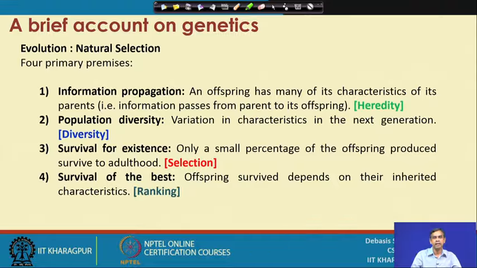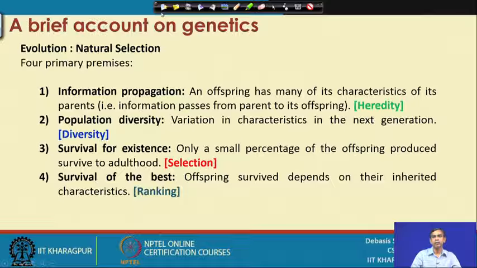Darwin called it the survival of the best, meaning only those offspring survive depending on their inherited characteristics. So, it is based on ranking. These are the four premises which are followed so far as evolution is concerned.